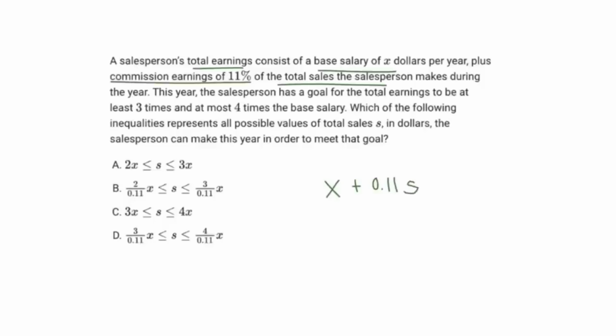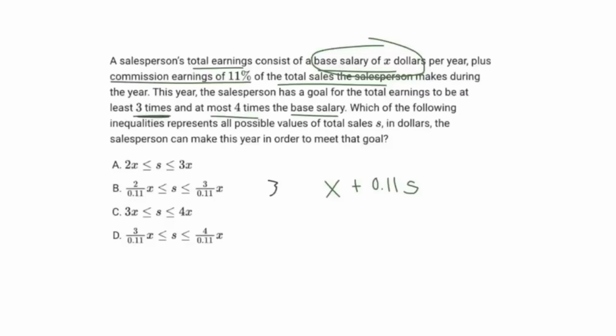Okay. So it says this year the salesperson has a goal for the total earnings. So this value right here, the total earnings, to be at least 3 times and at most 4 times the base salary. The base salary, remember, is the value x. Which of the following inequalities represents all possible values of total sales S in dollars the salesperson can make this year in order to meet that goal? And so we just have to write our inequality out. So I'm actually just going to erase this and write our inequality. So we know that has to be at least 3 times the base salary.